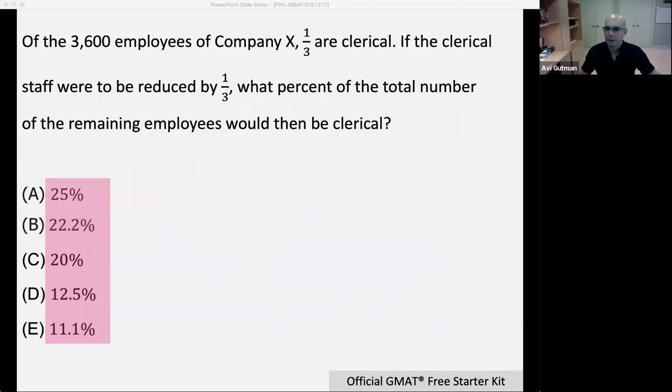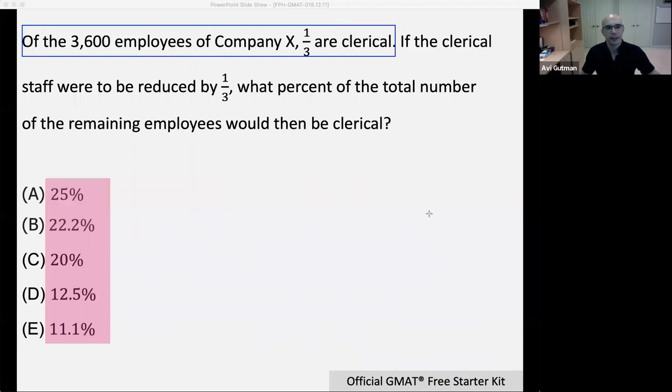All right, so I want to show you how I would build ratios to digest each of these sentences, starting with that first sentence that I put in a blue box. What that is telling me is I have a ratio of 1 to 3. So let's do that. 1 to 3. The 1 represents the clerical out of the total employees. So let's call it clerical out of total. 1 out of 3. 1 to 3. So far, so good. Any questions about how I did this, just from that first sentence?